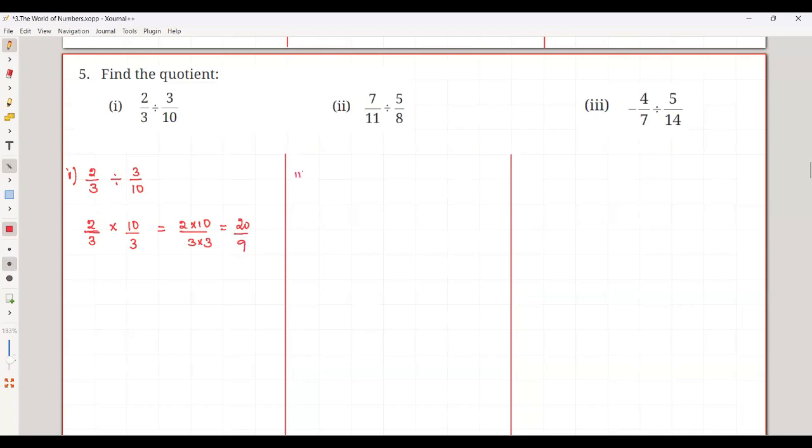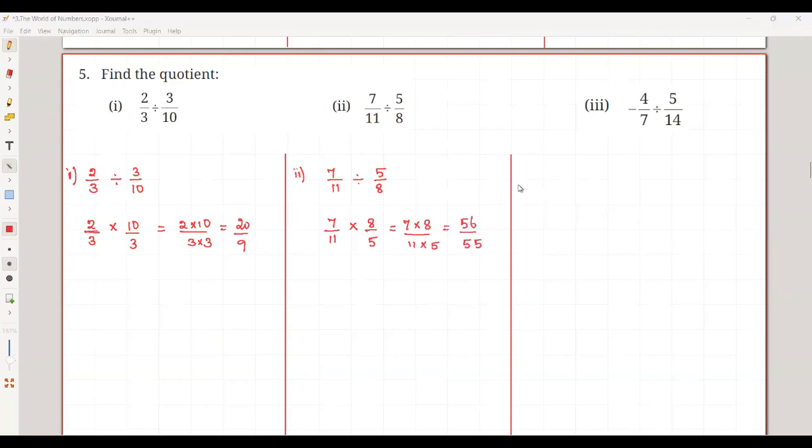Second question: 7 by 11 divided by 5 by 8. Keep 7 by 11, change division into multiplication, flip to 8 by 5. Here also nothing is getting cancelled, so the only way is to multiply. 7 into 8 divided by 11 into 5. 7 8s are 56, so 56 by 55 is the answer.